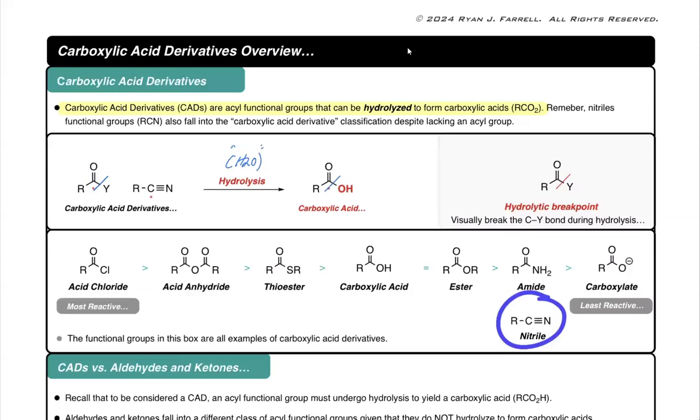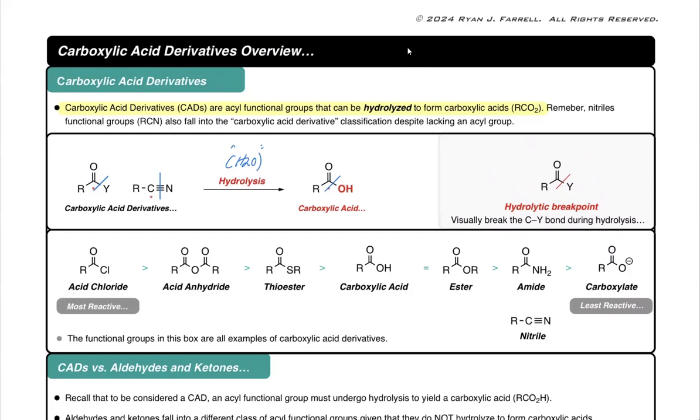Don't forget about the nitrile. The nitrile is the black sheep of the family. There is no C double bond O in that compound, but nevertheless, it is a carboxylic acid derivative. Under the appropriate hydrolysis conditions, we can turn the carbon of that nitrile into the carbonyl carbon of a carboxylic acid.